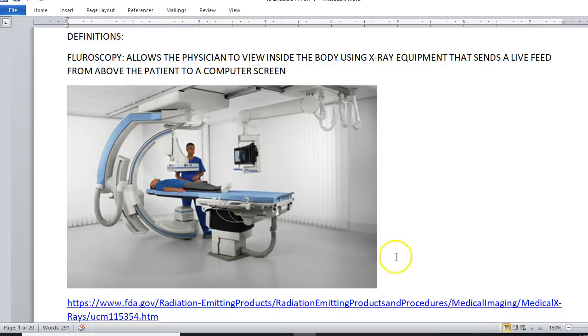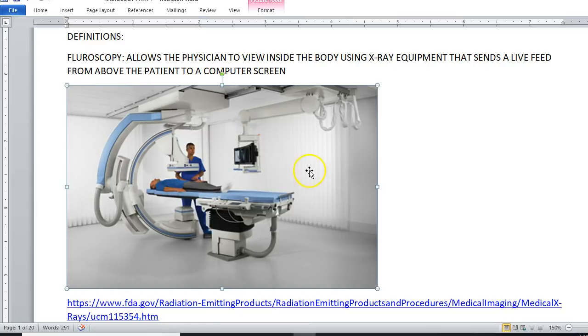This is a machine that runs on a track above an actual surgical bed. What they can do is move this piece of X-ray equipment all over the patient so that they can see what's going on. It's allowing the physician to view the inside of the body using X-ray equipment. And remember, this sends a live feed from above the patient to a computer screen in the room. And in this case, here's the computer screen.